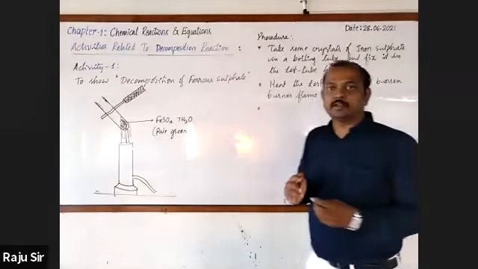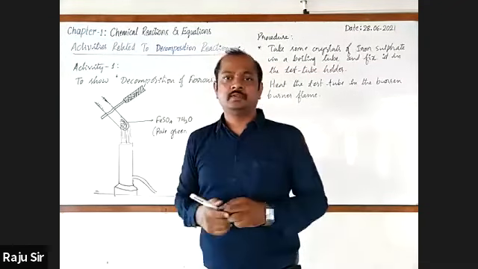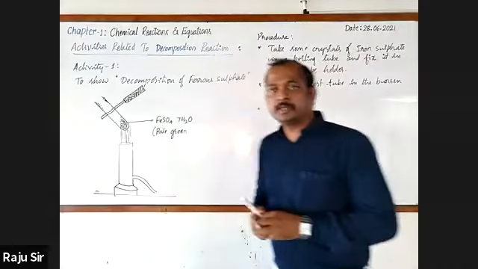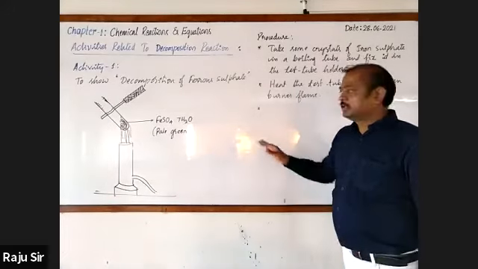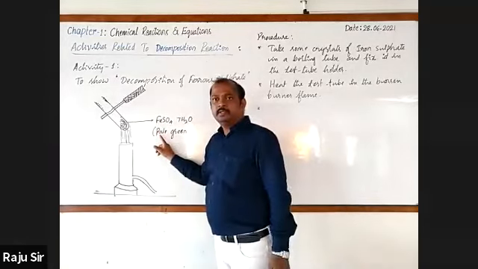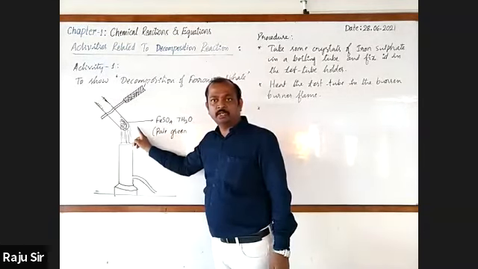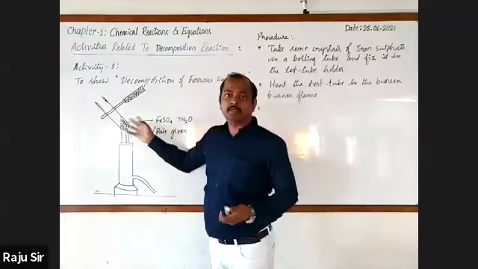After this procedure, the next step is you just keep on observing the reaction. What is your observation? First, it is observed that the pale green color of iron sulfate turns to white. Reason? As it loses water, right?